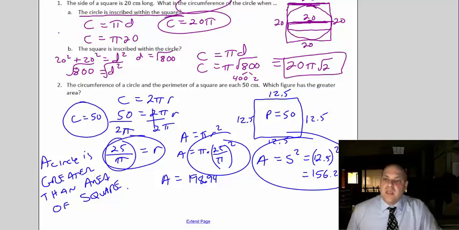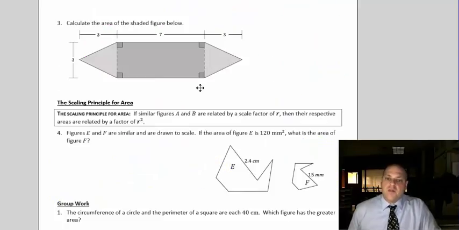Okay, and a couple more here. So this one's just a shaded region problem. You just got to kind of, again, think outside the box a little bit, kind of piece it together. They want the area that's shaded. Well, okay, well, I have a rectangle, and then I have two triangles.